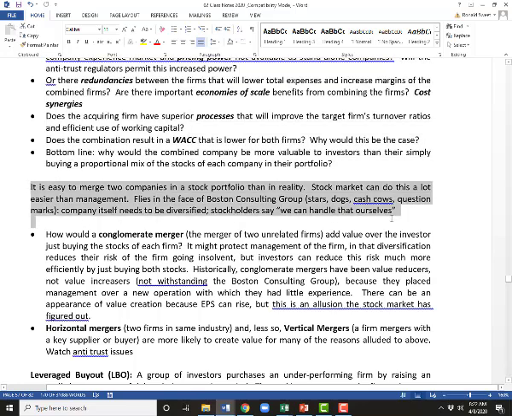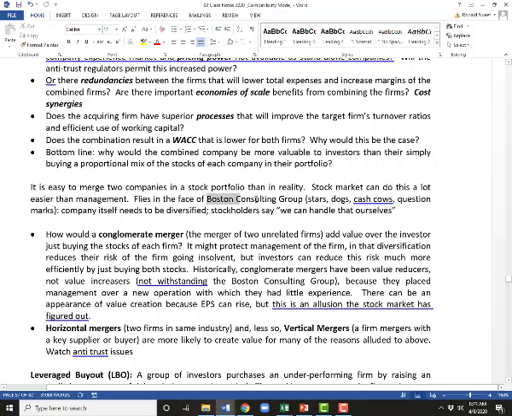The question is, why do we want them to do this? Because if you like these two firms, rather than merging them, you could simply buy the two firms in your portfolio. So the stock market can do this a lot more easily than management can. You just buy the two firms.